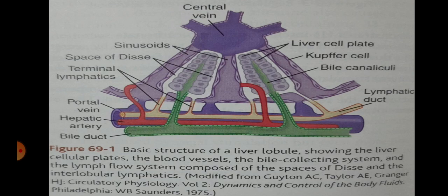The millions of spaces of Disse connect with lymphatic vessels in the interlobular septa. Therefore, excess fluid in these spaces is removed through the lymphatics. Because of the large pores in the endothelium, substances in the plasma move freely into the space of Disse. Even large portions of plasma proteins diffuse freely into these spaces.